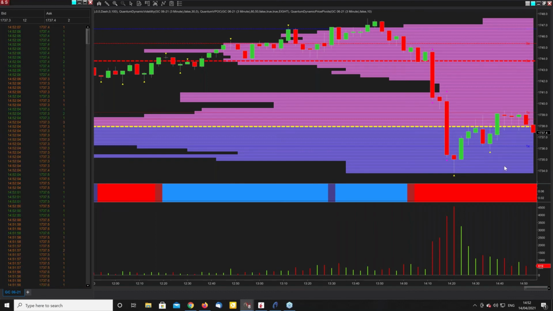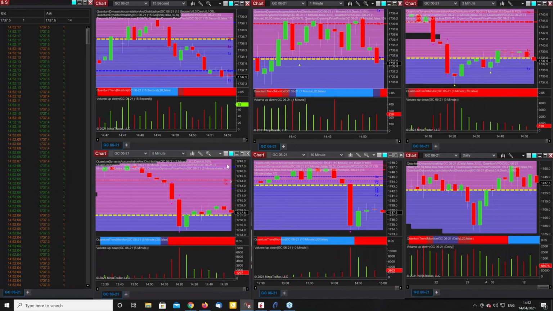We've gone back up to the VPOC. Volume here looking weak. What are we seeing? Congestion building, trading around the volume point of control. That's what this is about. It's about reading the market at the live edge, not after the event.